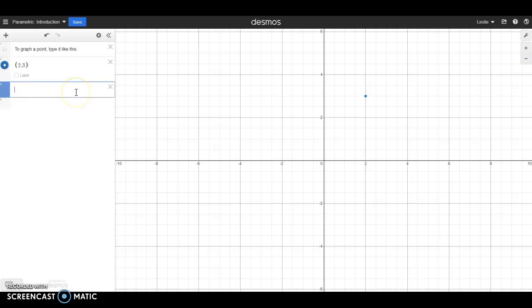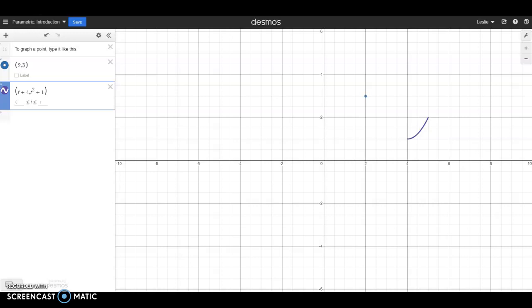Let's try doing that using that first set of equations that we did both in the previous video and the one before. We had x equals t plus 4, so I'm going to type t plus 4 as though it was an x coordinate. My y equation was y equals t squared plus 1, so I'm going to type t squared plus 1 as though it was a y coordinate.